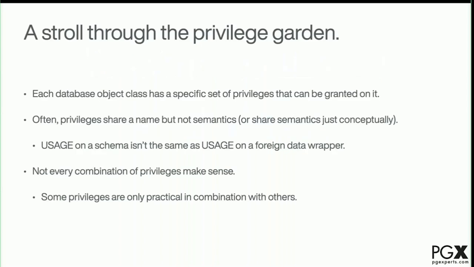Okay, so we've talked about all the mechanics of privileges, but what privileges are there? Each kind of database object, or class of database object, has a set of privileges that can be assigned to it. Some privileges share a name between classes of objects, but aren't really the same, like usage. A schema has usage, a foreign data wrapper has usage, but they aren't really the same thing. And not every combination of privileges makes sense. Specifically, there are some privileges that really are only useful in conjunction with another privilege.